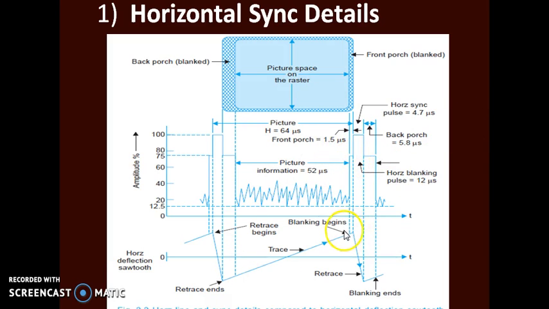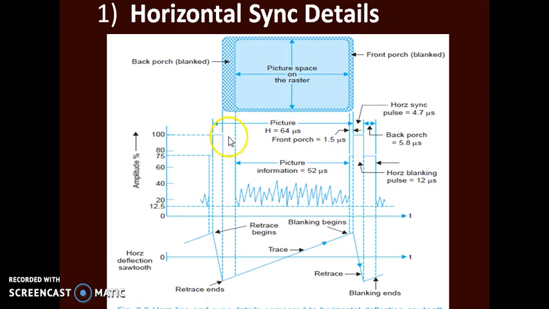So next is the horizontal sync pulse, which has a duration of 4.7 microseconds. This is the retrace, or actually the retrace happens during this period, where the beam is going from the right to the left end of the corner so as to scan the next line. So this duration doesn't contain any information.